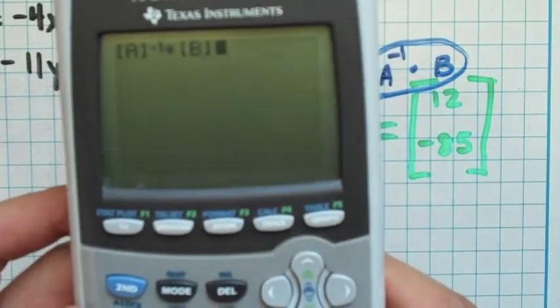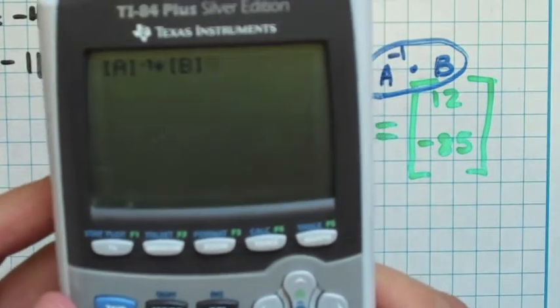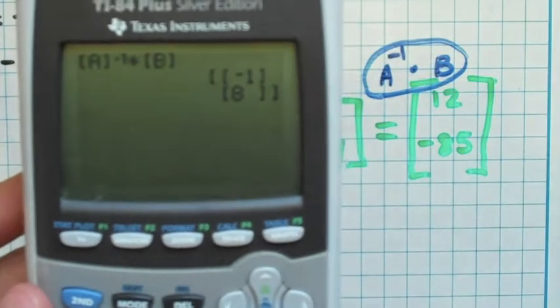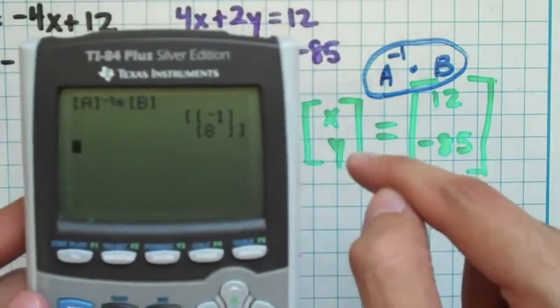So it's going to look like this, A inverse times B. I'm going to hit enter again. And your calculator is going to think, and it's going to tell you the answer right there. Remember, we had x on top and y on the bottom.